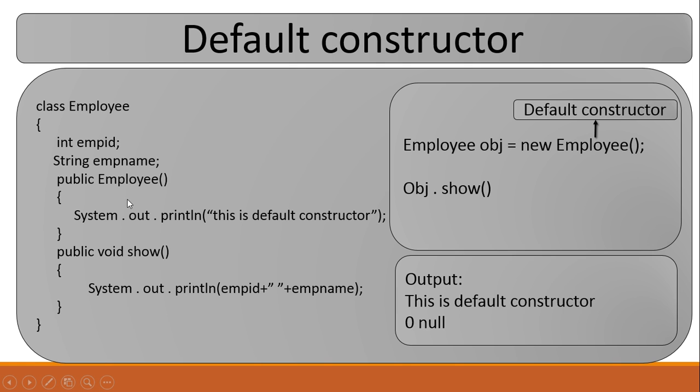If you are not creating any default constructor in your class, then the compiler automatically creates the default constructor for your class and assigns the default values to your data members.